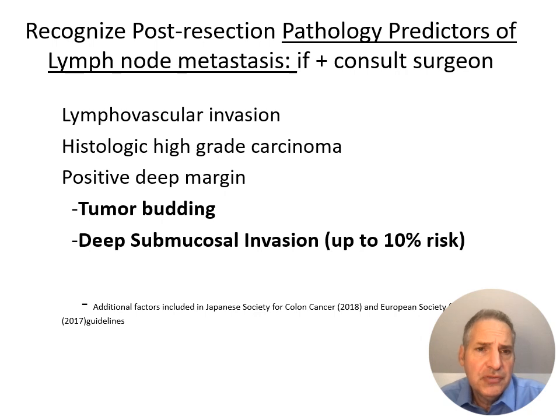After completion of EMR, when you receive your pathology results, it's also important to be aware of findings that would indicate a higher risk of lymph node metastasis that would require consultation with a surgeon and/or tumor board. These pathologic findings include lymphovascular invasion, the presence of histologic high-grade carcinoma, a positive deep margin, tumor budding, or deep submucosal invasion.